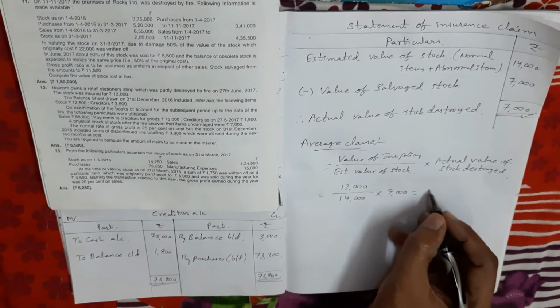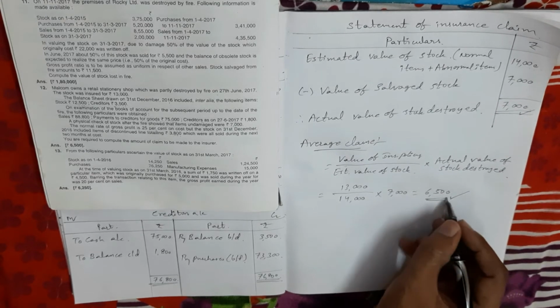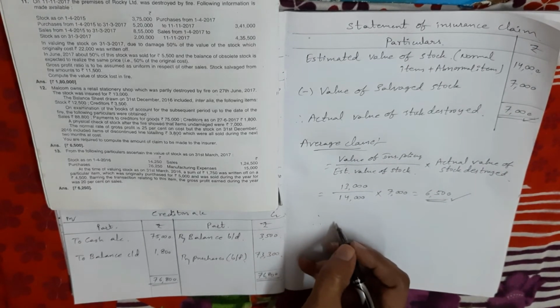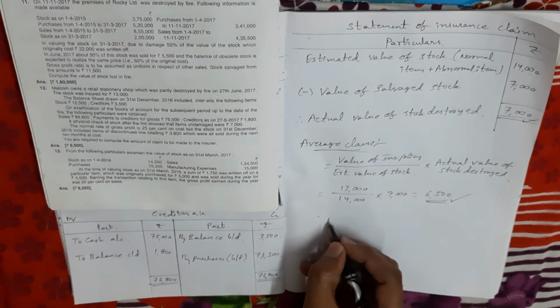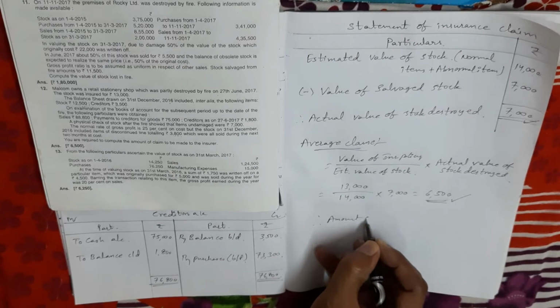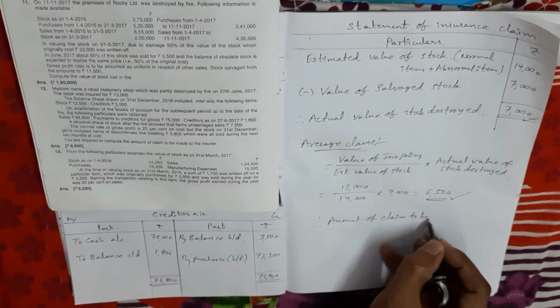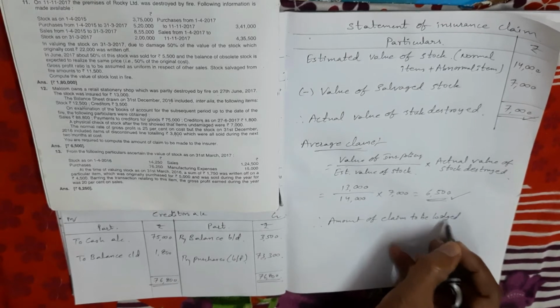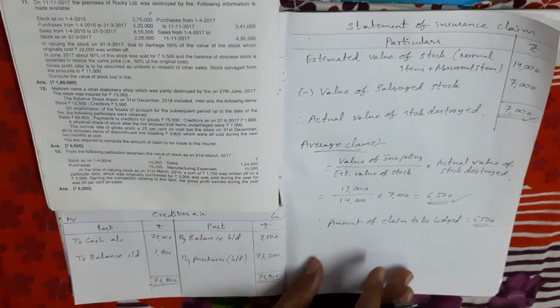So the balance 6,500 is the answer. So this is the amount of insurance claim. So therefore the amount of claim to be lodged is 6,500 rupees. Okay, so this is the problem.